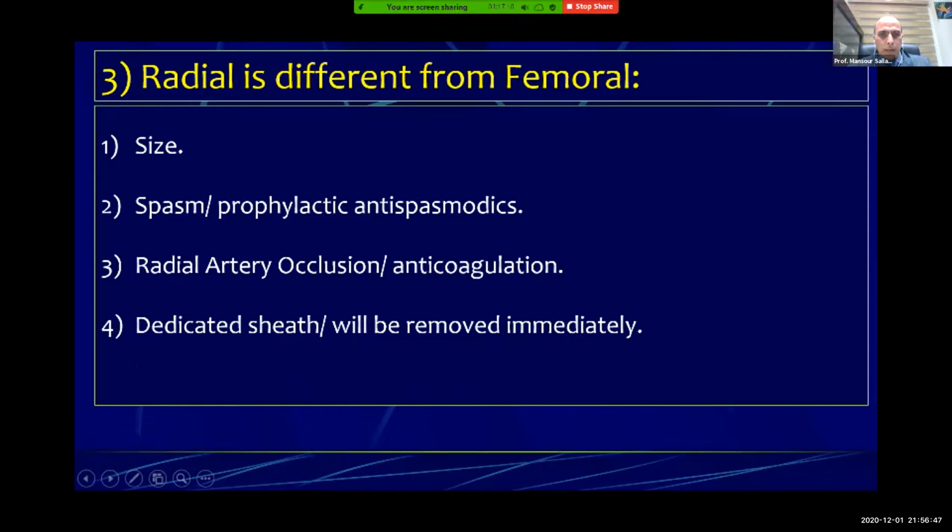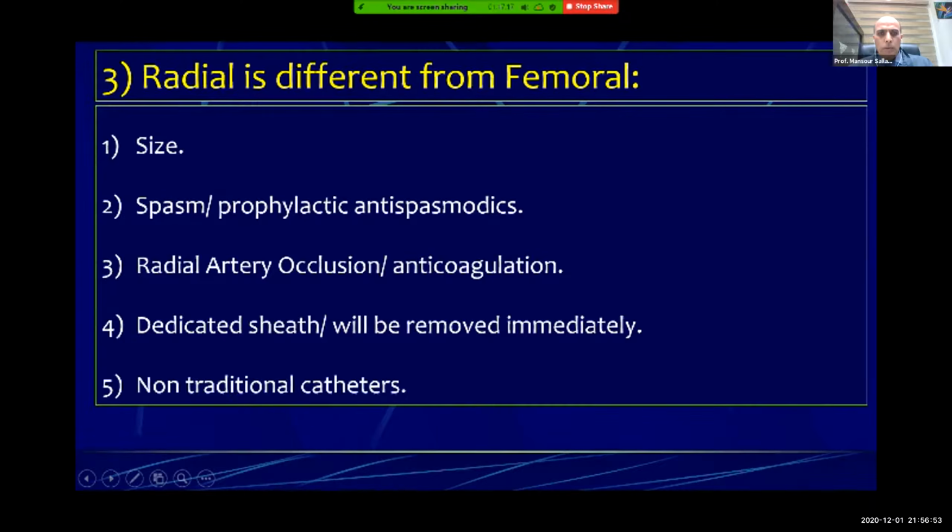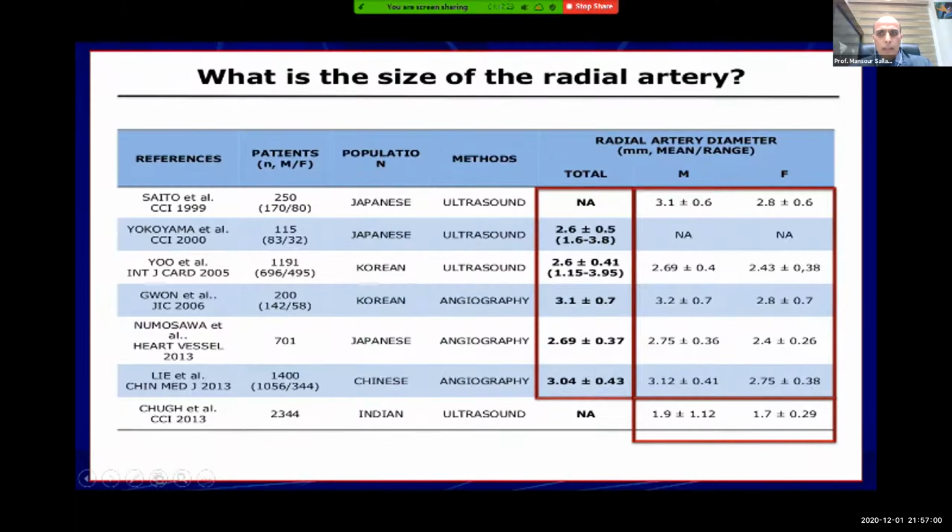You have to know that radial is different from the femoral. We immediately remove the sheath, irrespective of the procedure that you did. You have to be familiar with the non-traditional catheters, unlike the femoral approach. The size of the radial artery, just to remind you, ranges from 1.6 to 3.8 millimeters, with an average of 2.6, which is a bit small.